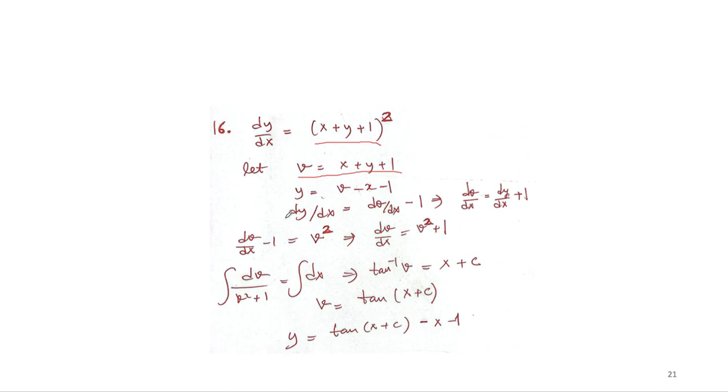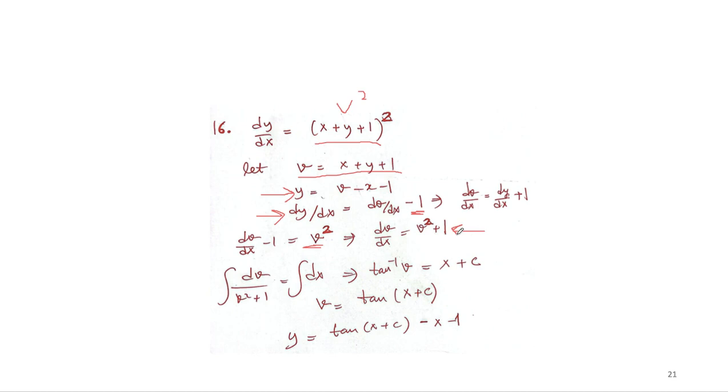But notice that, what is dy dx? From this equation, dy dx equals dv dx minus the derivative of x, which is just 1. So dv over dx equals dy over dx plus 1. And then basically, if we write this as dv dx minus 1, that's our dy dx, but this is equal to v squared. So that's our v squared on the right hand side. So you can write this as dv dx equals v squared plus 1 here.